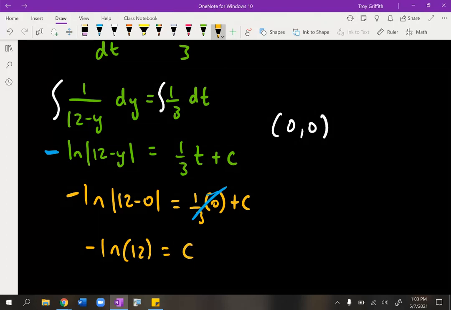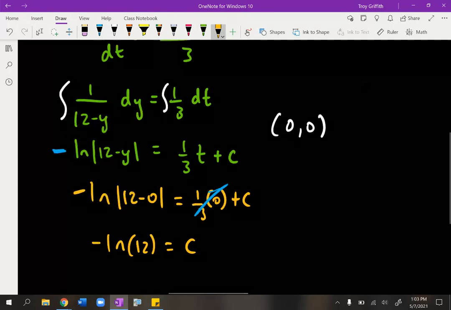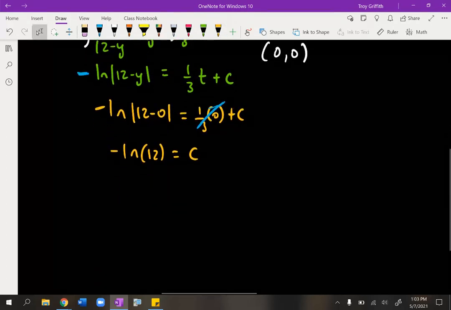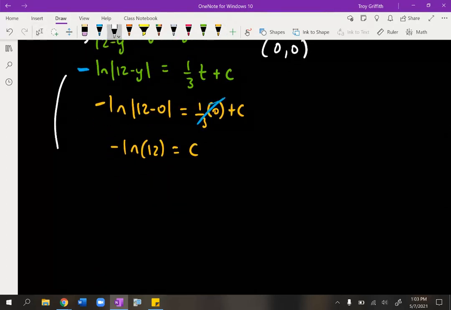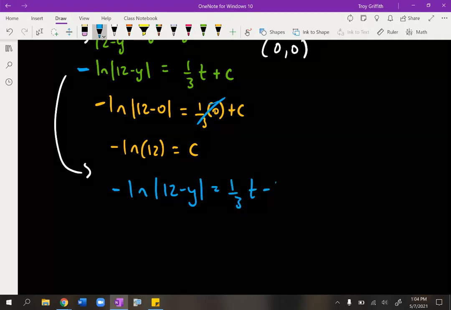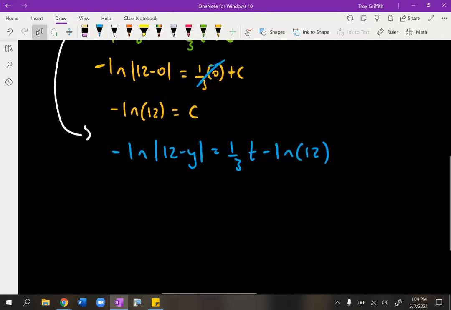Typically, as they score these, you get a point for separating the variables, a point for getting the correct antiderivatives, a point for solving for c, and then last but not least, we have to solve this for y. So I'm now going to put this back over here: negative natural log of the absolute value of 12 minus y equals 1/3 of t minus the natural log of 12, because I'm going to substitute that in for c. Okay, now I'm going to solve for y.